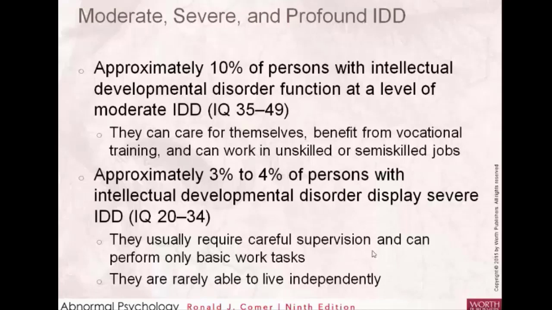So about 10% of people who would meet criteria for an intellectual disability have moderate intellectual disability, which would be a score on an IQ test around 35 to 49. Now, these individuals typically can learn, but they're going to learn, as we said, a little bit more slowly. They're going to need more practice. They're going to need more hands-on instruction. But they can learn some basic things, self-care, potentially vocational training.